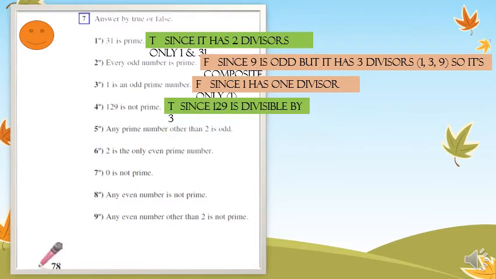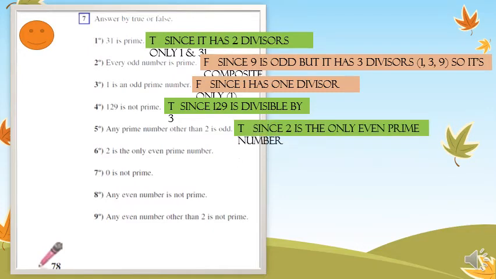It's a composite number. Any prime number other than 2 is odd. Is it true or false? They are telling me that all the prime numbers are odd except for 2. From the explanation, we said that 2 is the only even prime number. So it's true. 2 is the only even prime number. Yes, it's true.